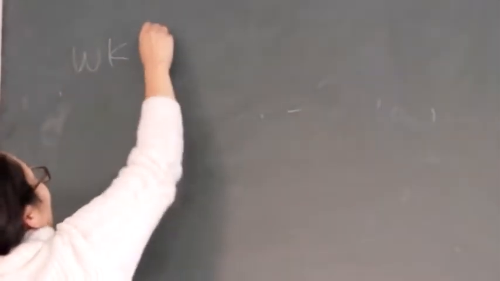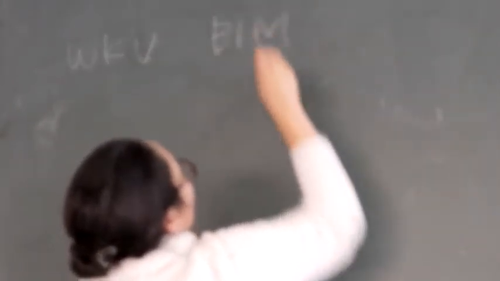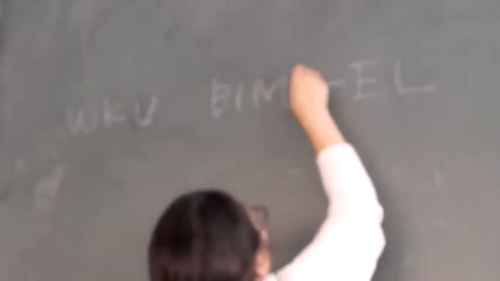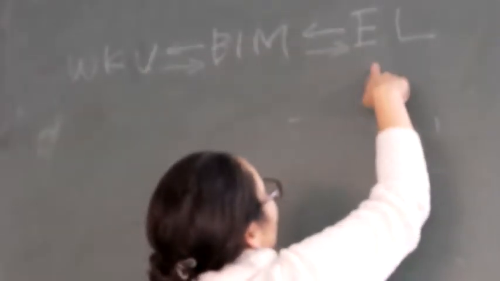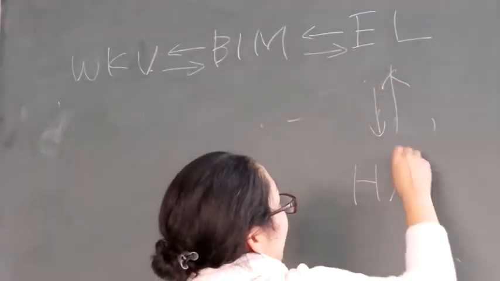WKB and BIM and BM. They are materially interpretable, and it is also interpretable with HA.